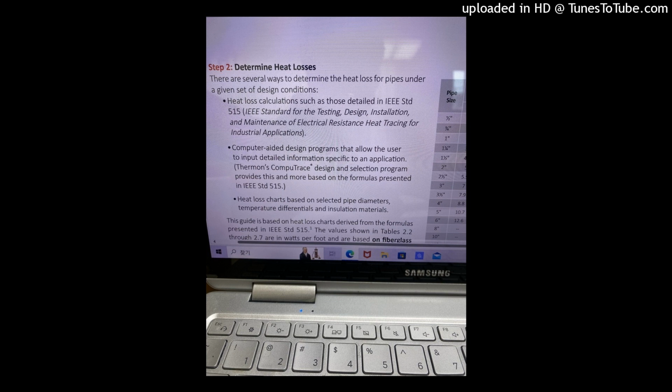Table 2.2 Pipe heat loss at 50 Fahrenheit delta T. Table 2.3 Pipe heat loss at 100 Fahrenheit delta T.